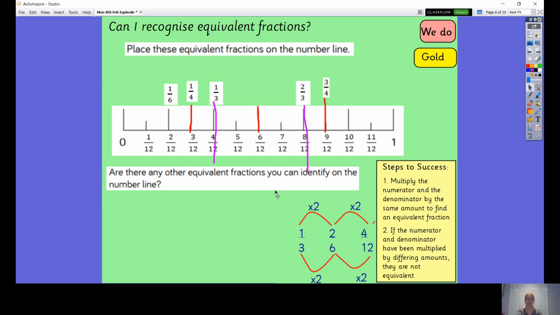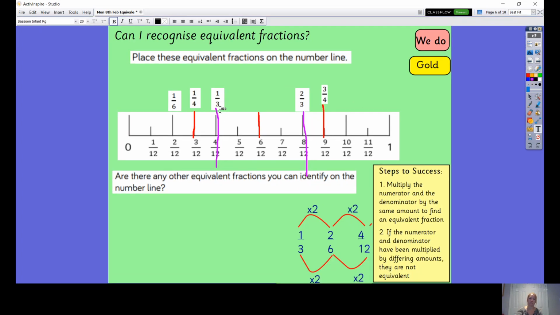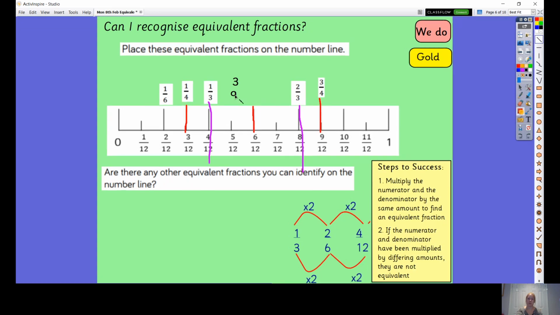So are there any other equivalent fractions you can identify on the number line? You may have had a look at that and found some. Obviously, there's lots that you can do for half. Basically, you can take any one of those and just do the same to the top as you do to the bottom, and then you've got an equivalent fraction. Maybe we'll take 1/3, and we might decide that we're going to multiply this one by 3. So 3 times 3 is 9, and 1 times 3 is 3. So I've made myself another equivalent fraction there.